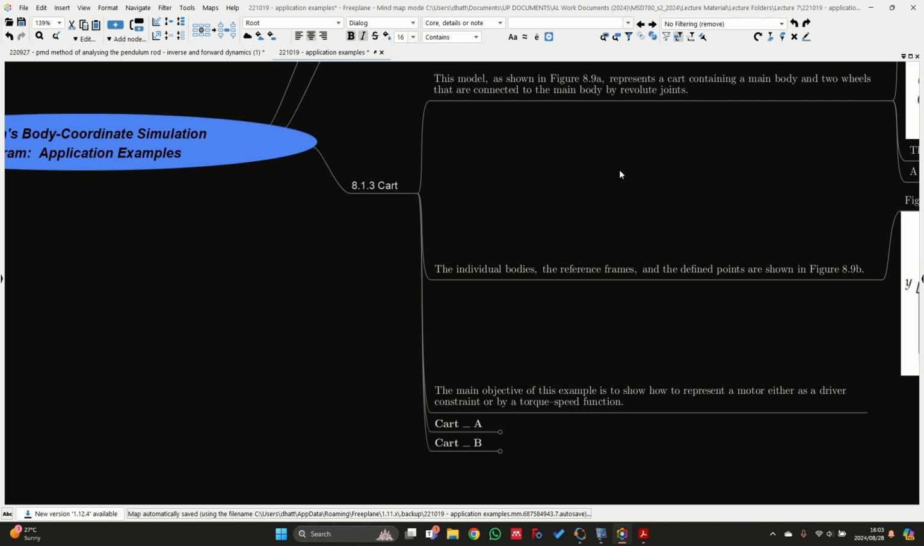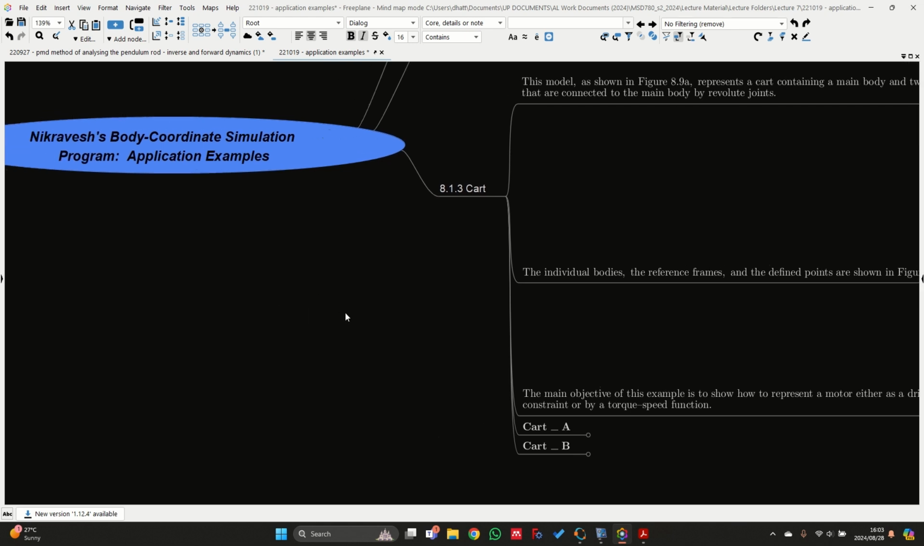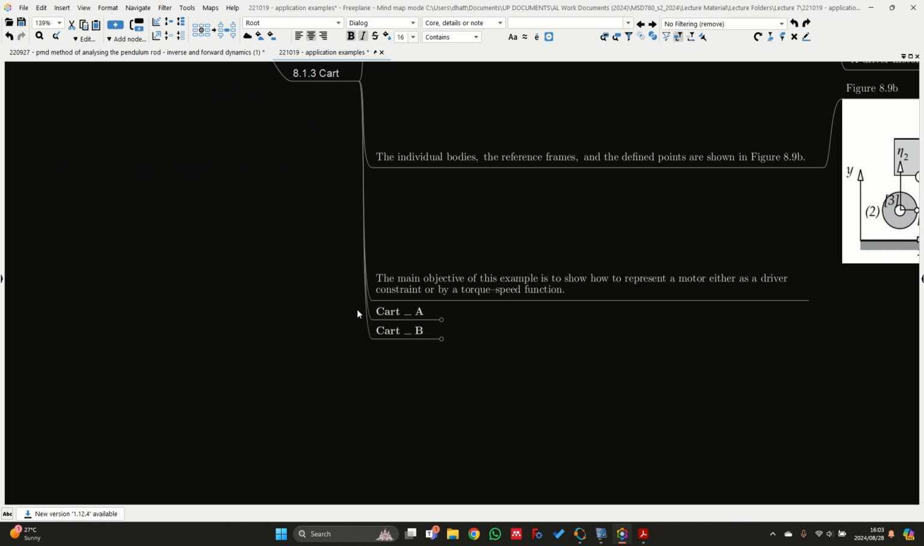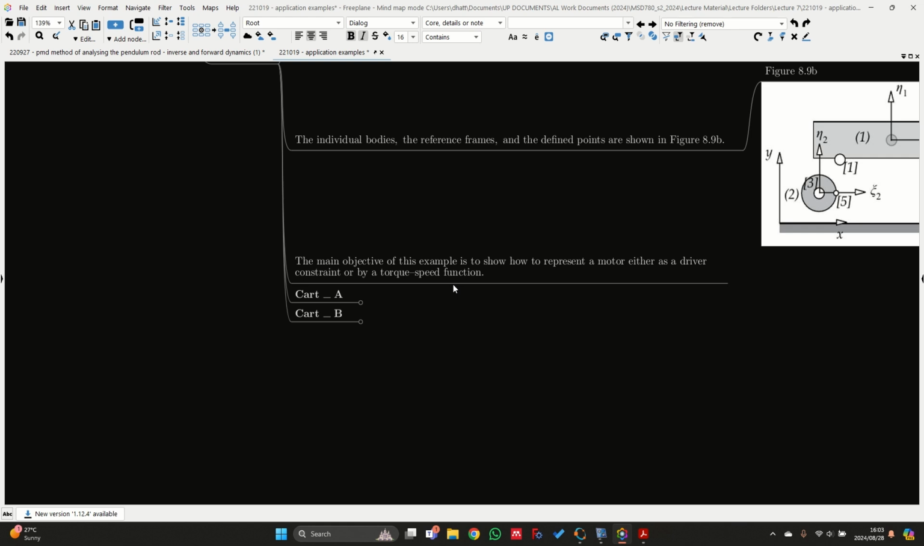Right, welcome back to our lecture 6 videos on the application examples, and more specifically the cart rolling on a flat surface example that we want to look at. We're applying this via Nikravesh's body coordinate simulation program, the DAP-BC workbench. In the previous part, we looked at cart A, and we said over there we can define the driver motor as a driver constraint function using the type A function.